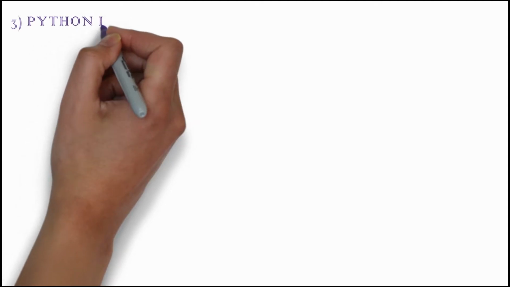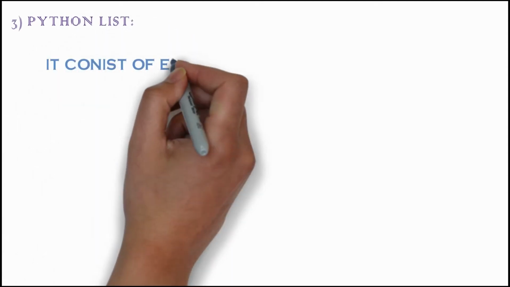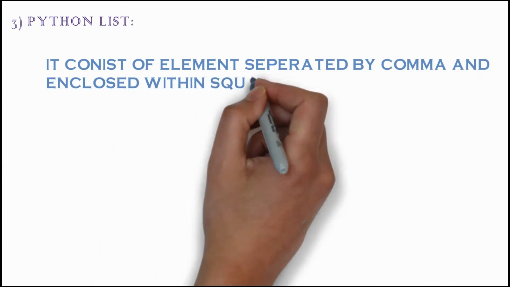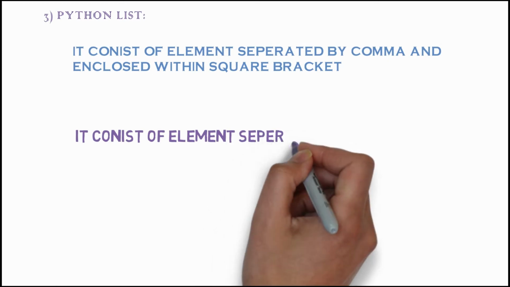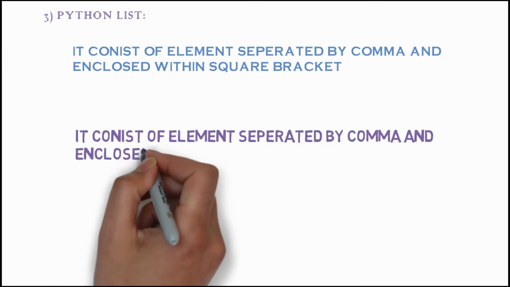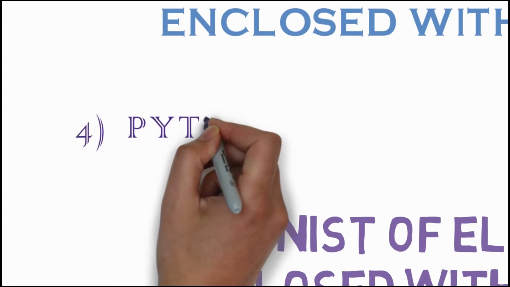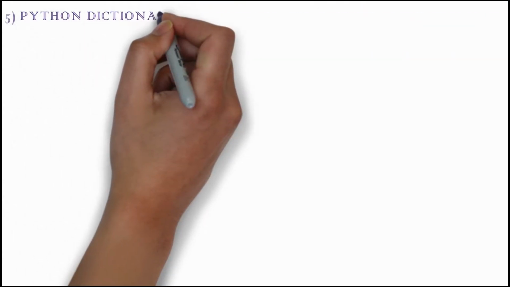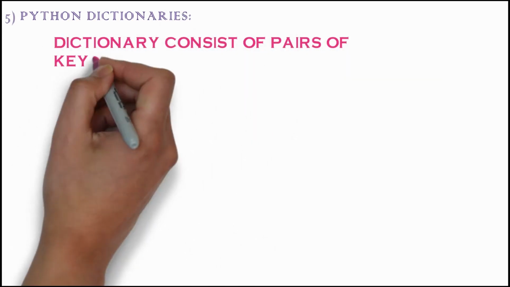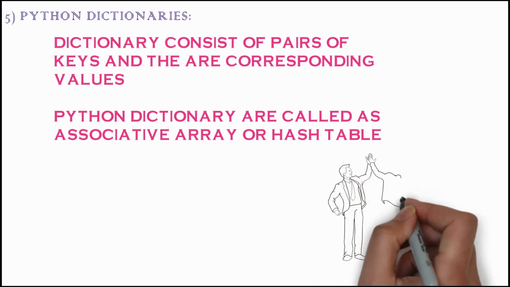Third, we are going to discuss Python lists. A list consists of elements separated by commas and enclosed within square brackets. Next, we are going to discuss Python tuples. A tuple consists of elements separated by commas and enclosed within parentheses. Next, we are going to discuss Python dictionaries. A dictionary consists of pairs of keys and the corresponding values.